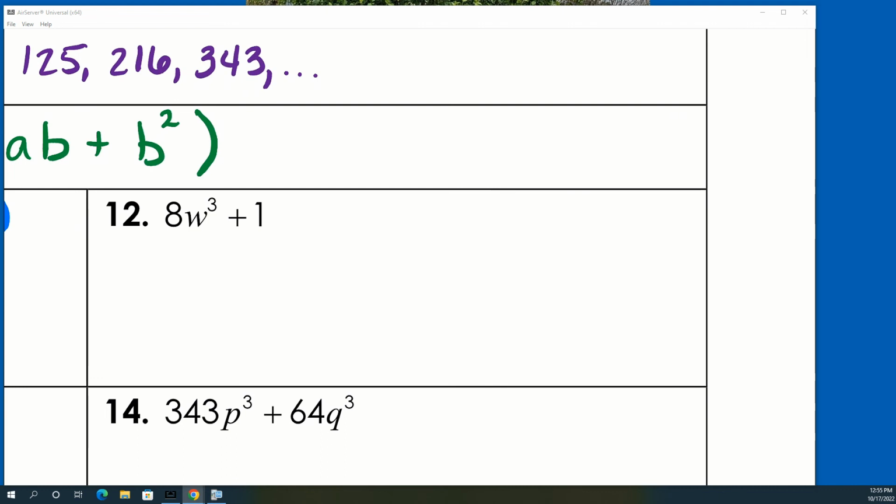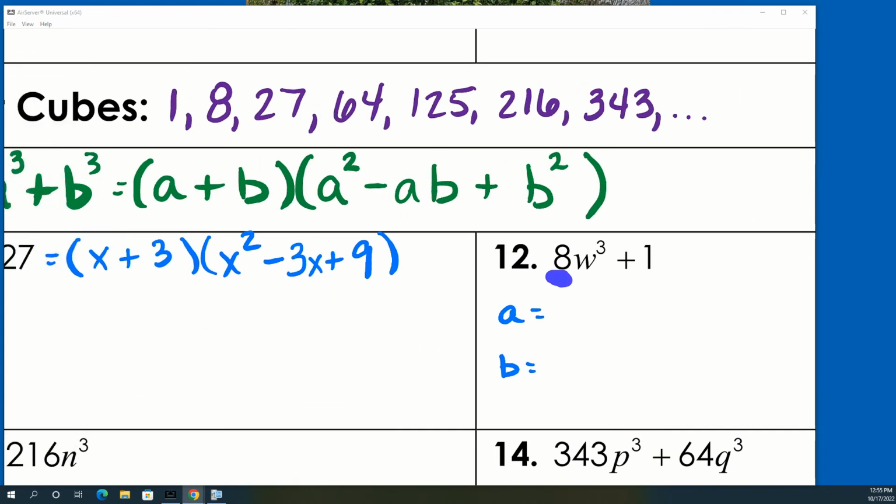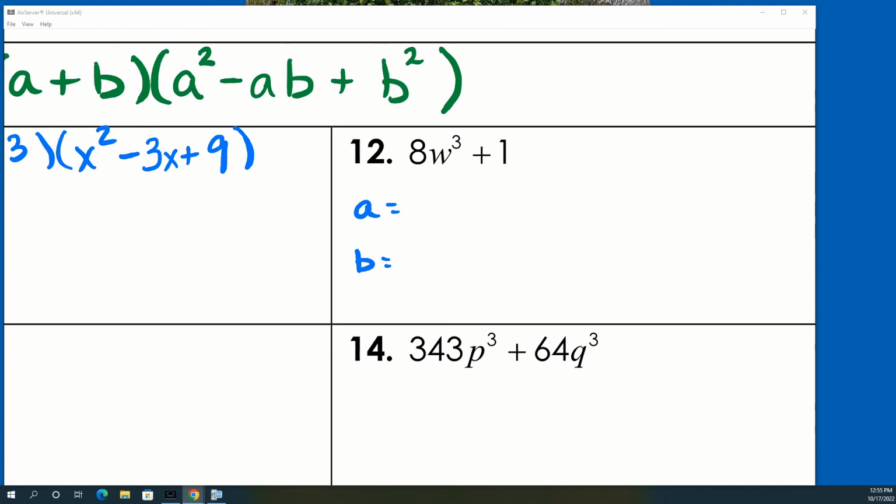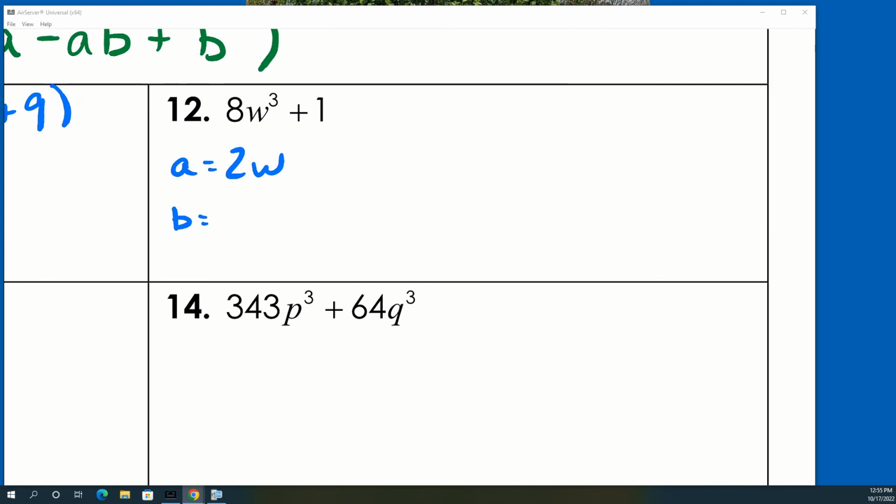All right, so I saw a couple of people make the same mistakes, so I just want to talk about it real quick. When you're figuring out A and B, this is A cubed, so we want to find the cube root of 8. That's just going to be 2. And then the cube root of W cubed is W. And then the cube root of 1 is 1. So the only time that this is actually exactly the same is when it's a 1. If it's anything else, it's going to change.